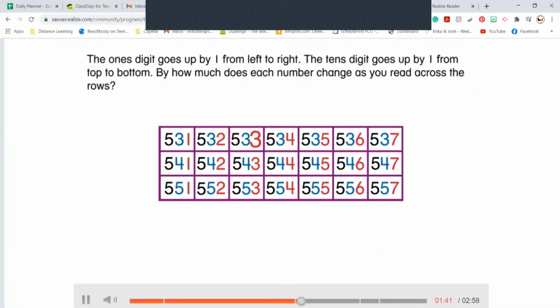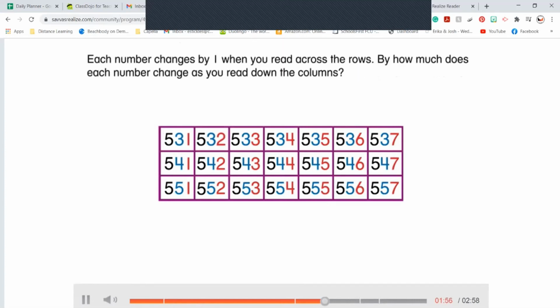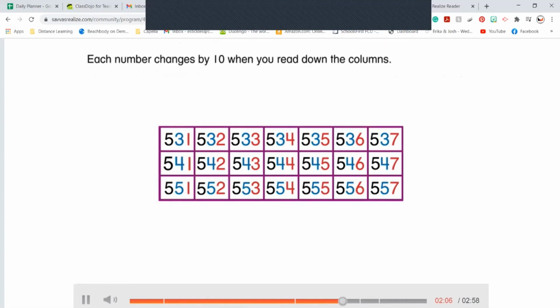The ones digit goes up by 1 from left to right. The tens digit goes up by 1 from top to bottom. By how much does each number change as you read across the rows? Each number changes by 1 when you read across the rows. By how much does each number change as you read down the columns? By 10. Each number changes by 10 when you read down the columns.